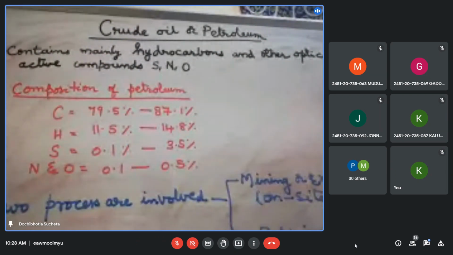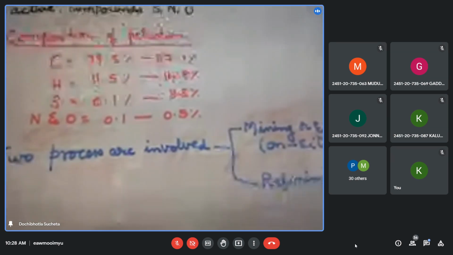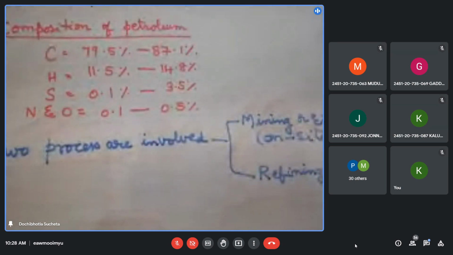I'm not focusing much on it because generally they won't ask the elemental composition of the petrol, okay, crude oil. It is not petrol, it is petroleum, okay.